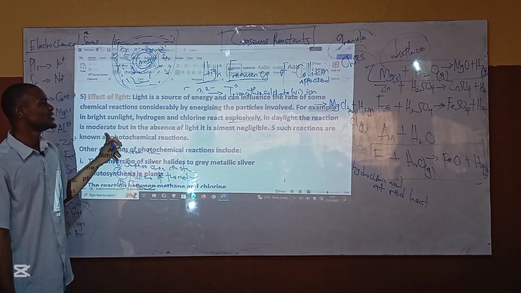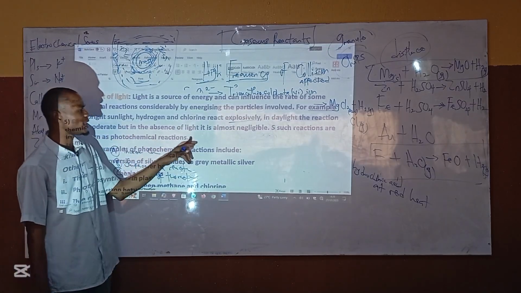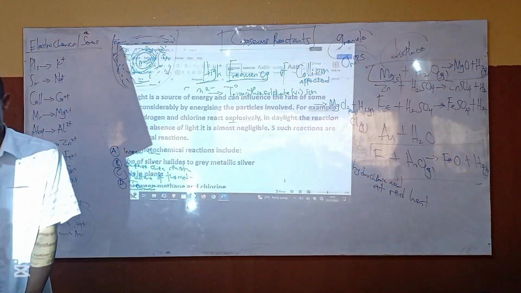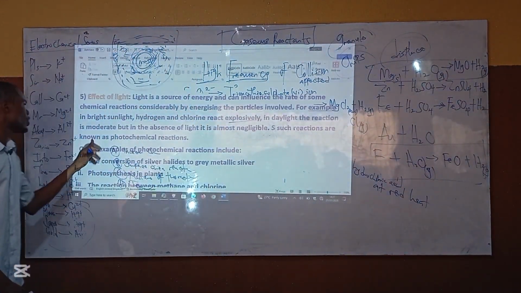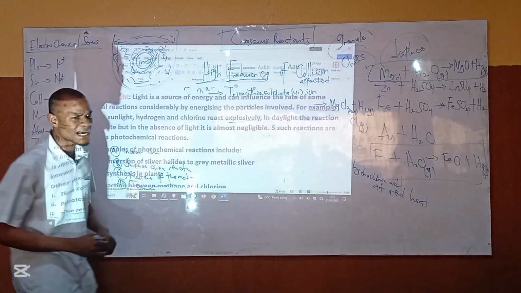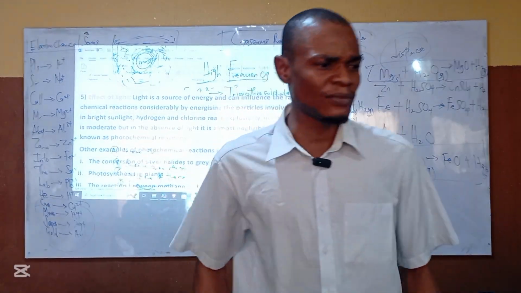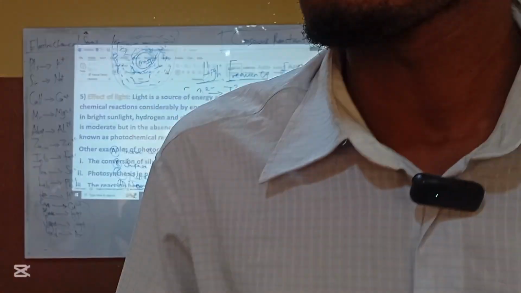In daylight, the reaction is what? Moderate. But in the absence of light, it might not even occur. In the absence of what? Light. So now, such reactions are known as what? Photochemical reactions. A reaction that involves light is called a photochemical reaction. An example is photosynthesis.